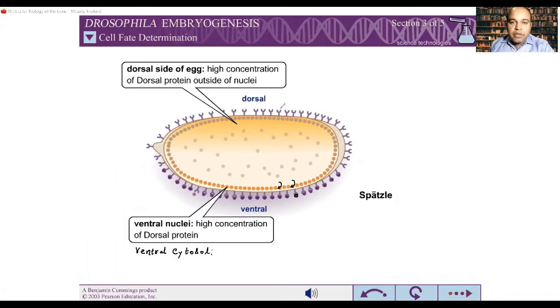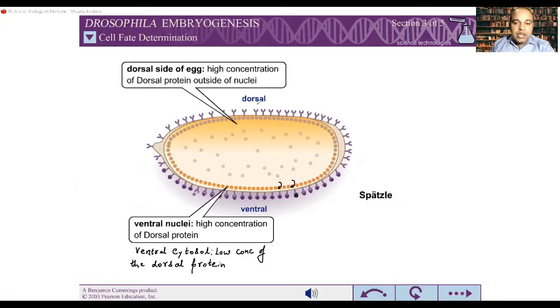The dorsal protein will be present at a very low concentration towards the ventral surface. So this protein is going to be present in low concentration in the ventral cytosol.